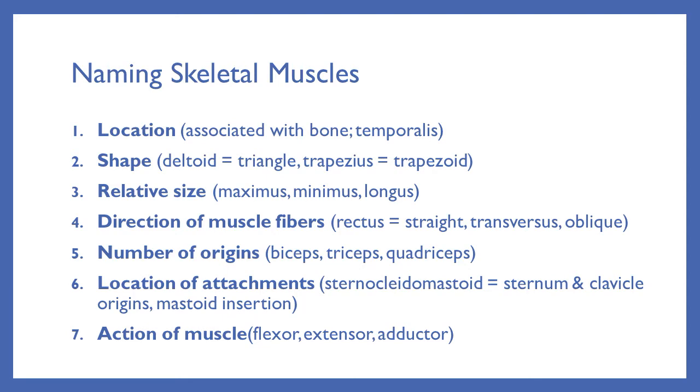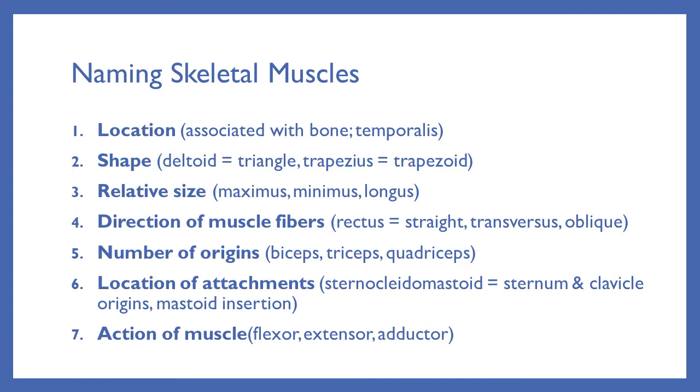Say there are 3 similar shaped muscles all attached to the same bone, but they're different sizes. Then we can use words like maximus or minimus to denote which one's the bigger and the smaller one. Longus might be the longer one, maybe there's a shorter one. We can also use the direction of the muscle fibers. Rectus means straight, whereas we also see transverse or oblique muscles.